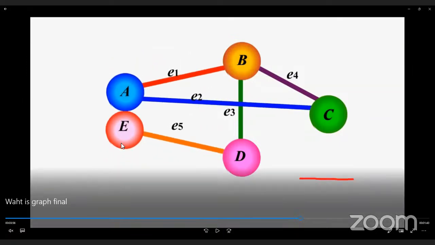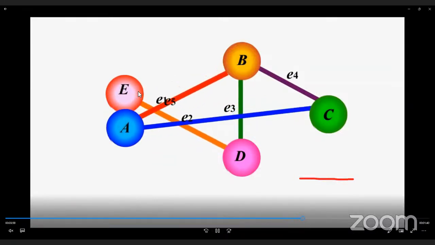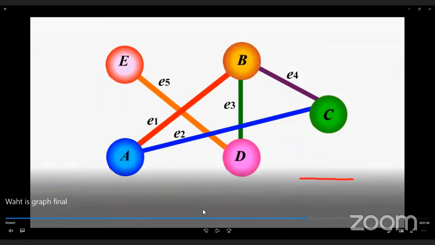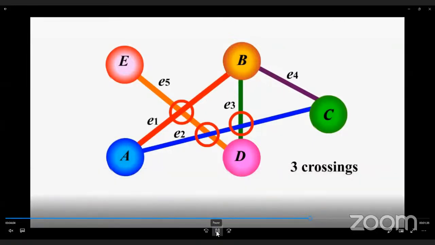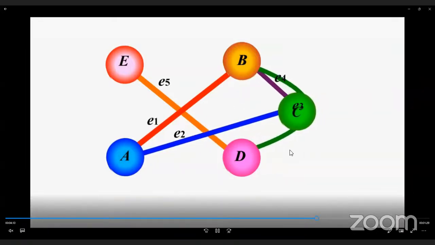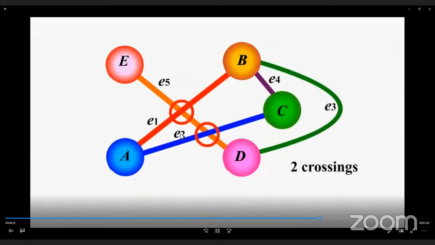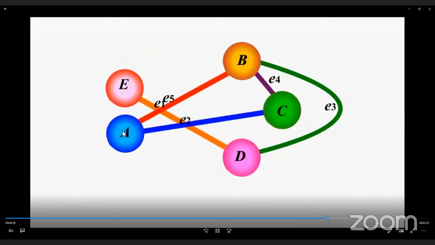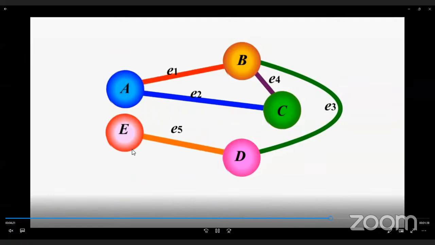But we can actually move the vertices something like this, and here we have more crossings. We have 3 crossings here: 1, 2, 3. And you can move that edge like this. Now we have only 2 crossings. And you can move that like that, and we have no crossing.